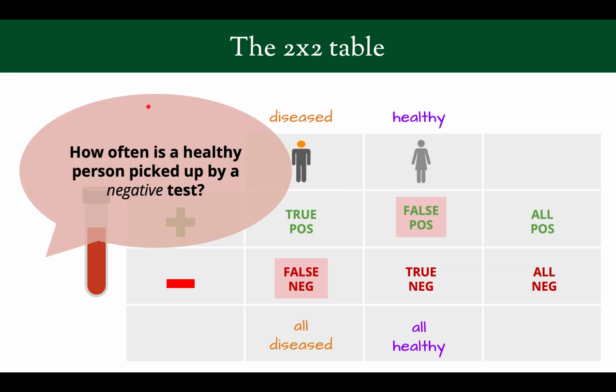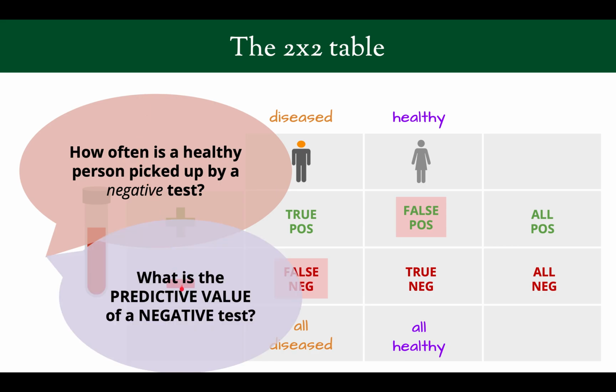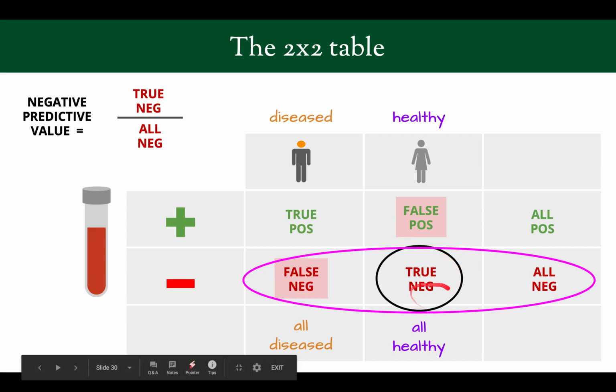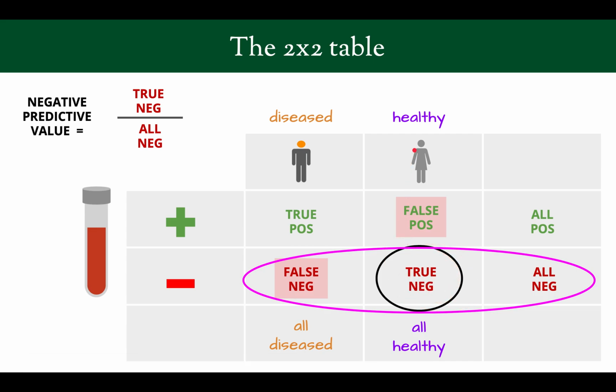Okay, now let's look at the next one. This is called the negative predictive value. In all patients who had a negative test, how often did this test correctly predict that they don't have the disease? That's called the negative predictive value. So in all patients who had a negative test, how often was that test correct in predicting that they don't have the disease? And so true negatives over all negatives. That's the negative predictive value.